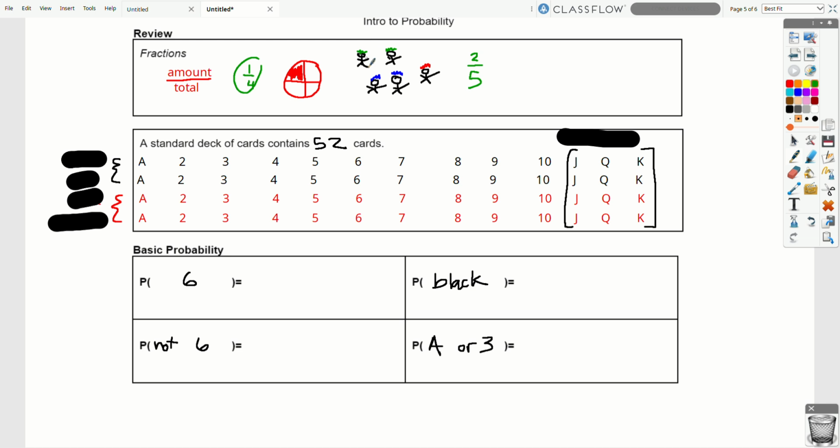And so fractions can also be thought of in terms of probability. Kind of like if we have this pizza right here, what's the chance that if you select one at random, it'll be the filled in one? 1 over 4.